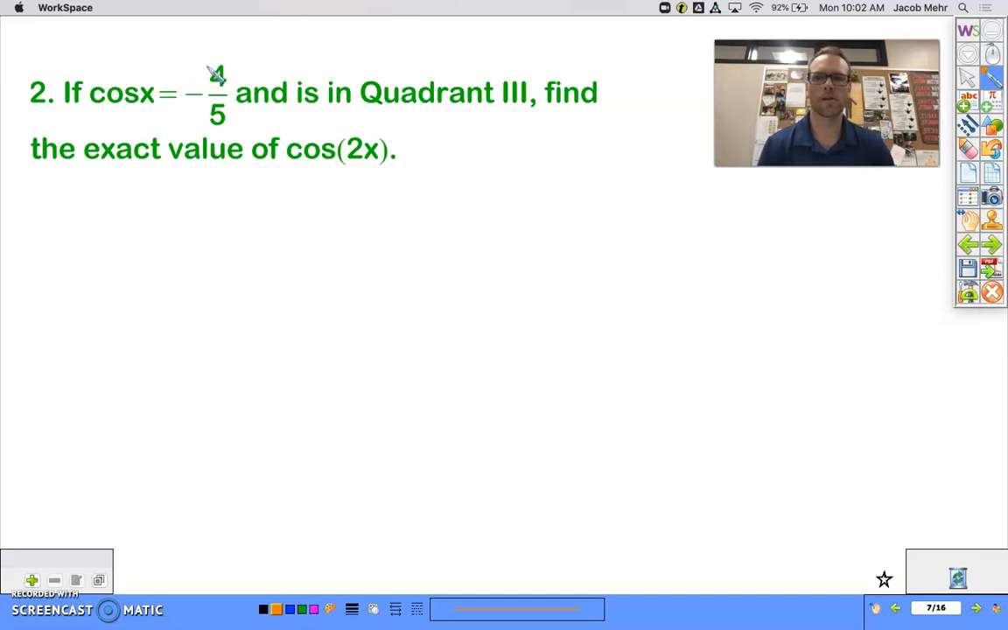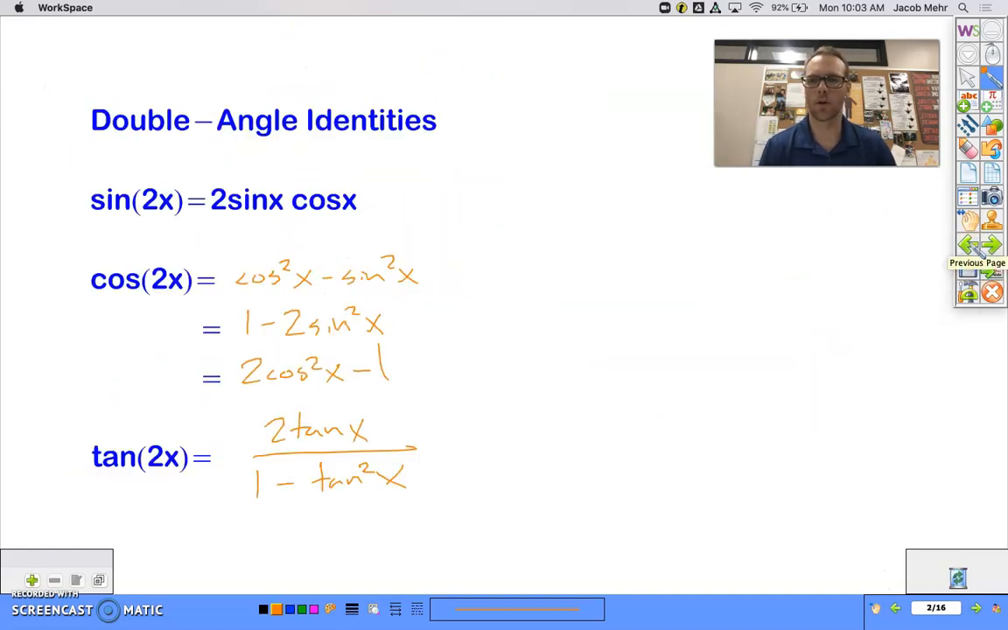Okay. If the cosine of x equals negative 4/5 and it is in quadrant 3, that means x is in quadrant 3. Find the exact value of the cosine of 2x. And now we have a couple options here. I hope I have enough time in this video for both. We want to find the cosine of 2x. Now remember that we have 3 options for our double angle formula for cosine.